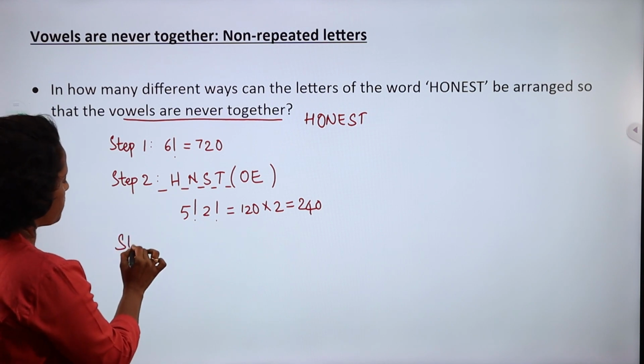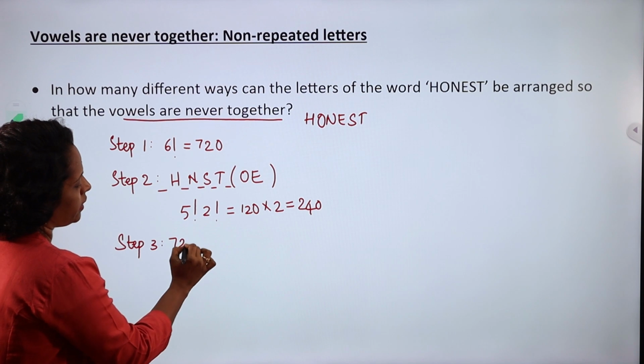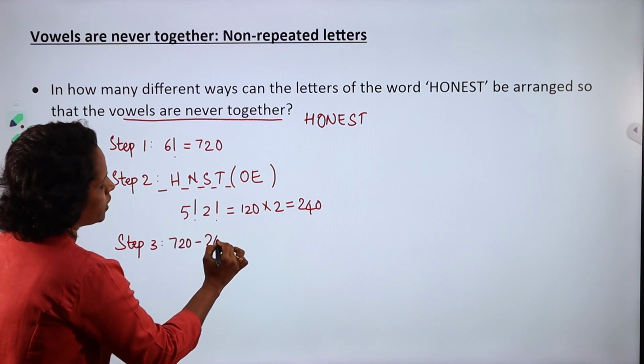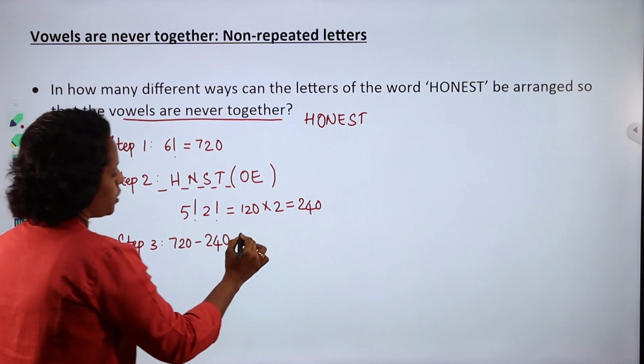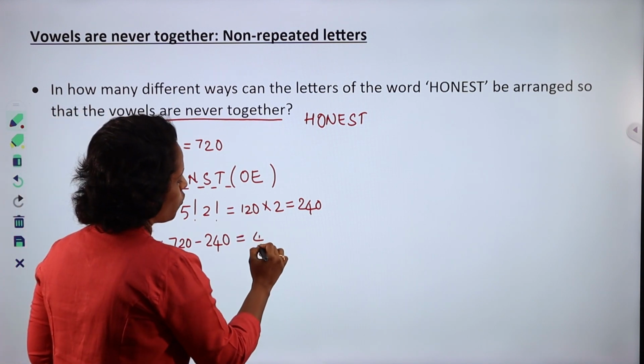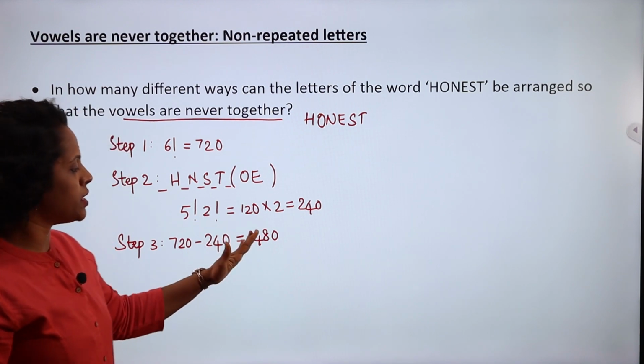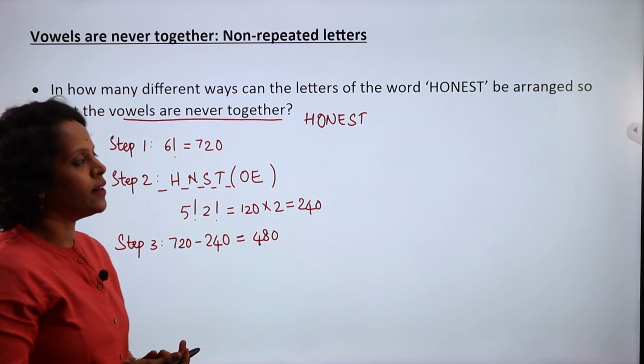Now, step 3, the last step, 720 minus 240. 720 minus 200 is 520, minus 40 is 480. So 480 words can be formed in which the vowels are never together.